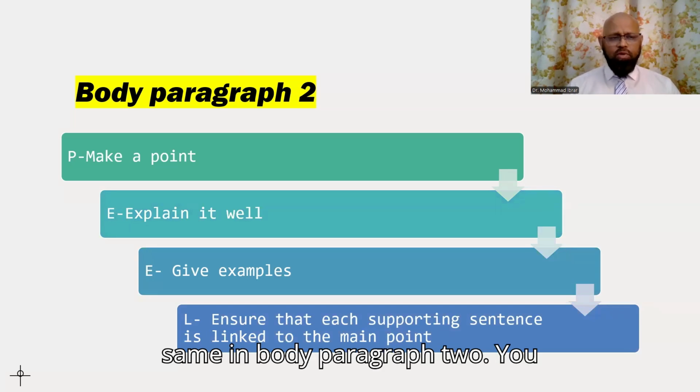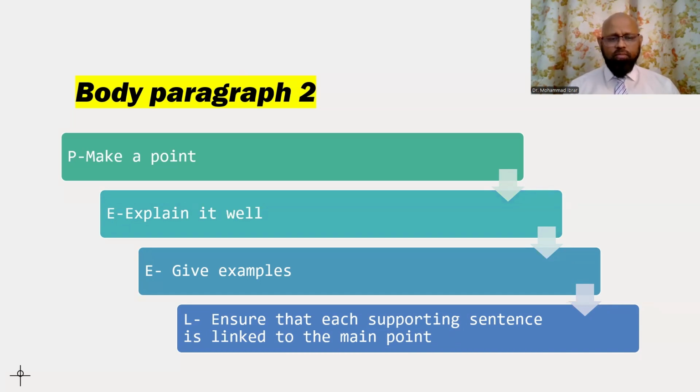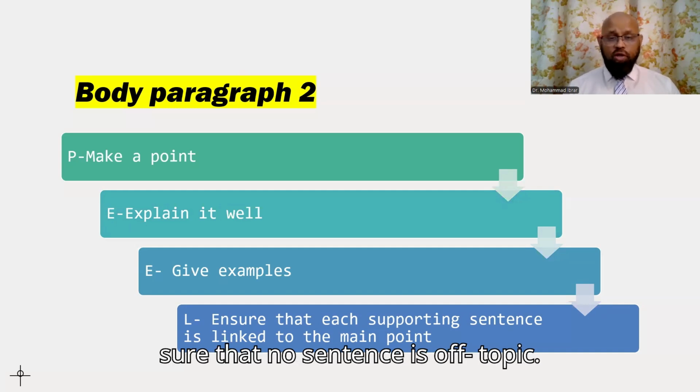You have to do the same in body paragraph 2. You write the second main idea, explain it, and then you give examples to make your point much clearer. And then again, make sure that no sentence is off topic.